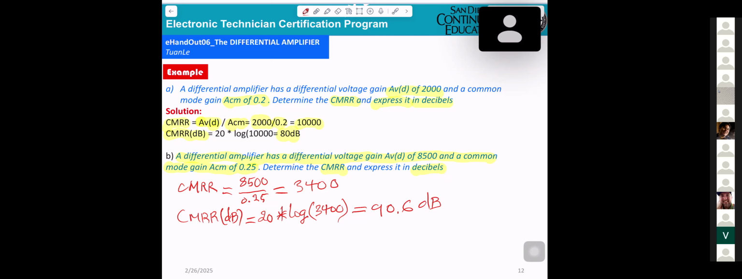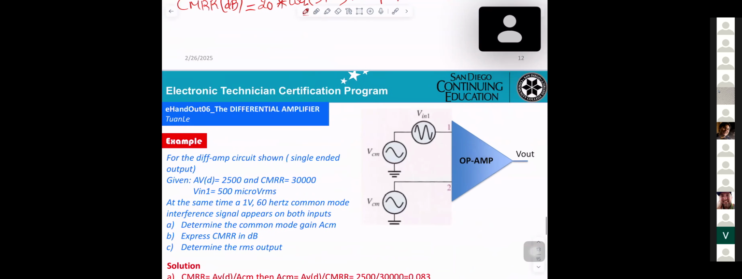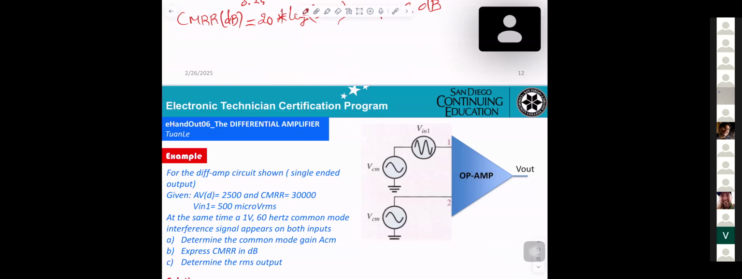Okay, very good. That's just very, very basic. They do not go into too many details. Now on that differential amplifier, they want to get only one output.